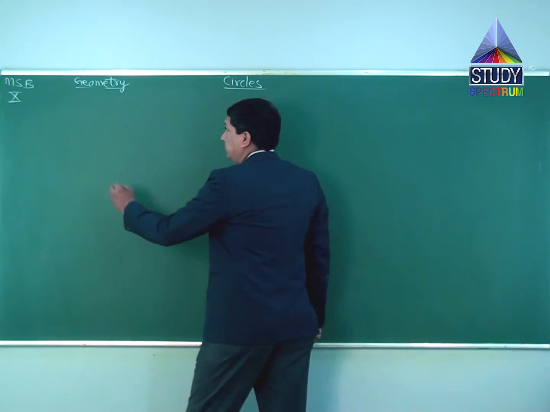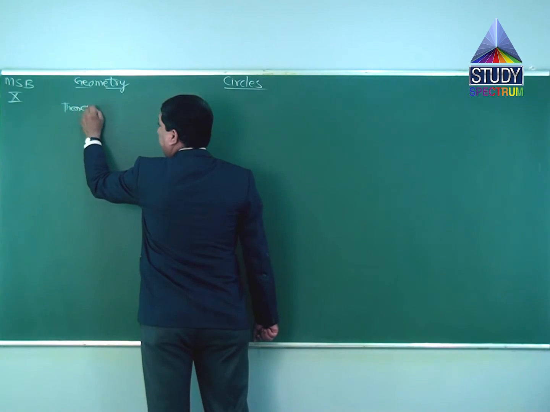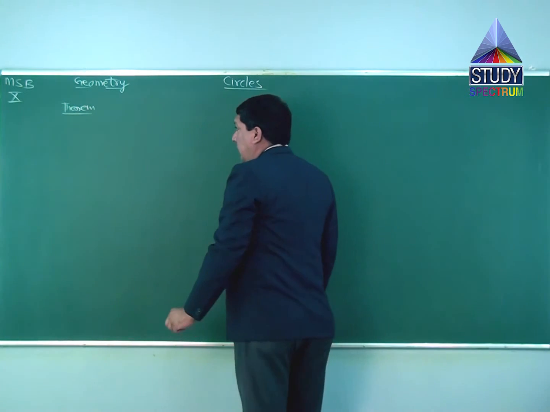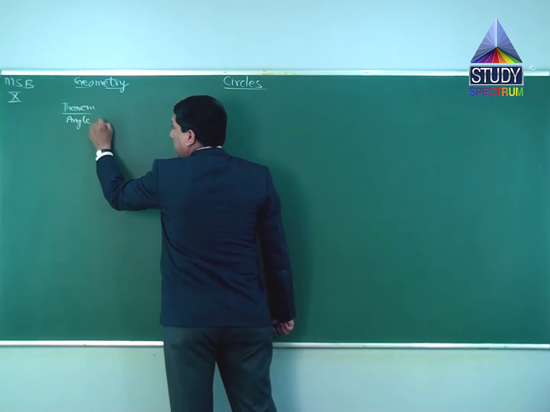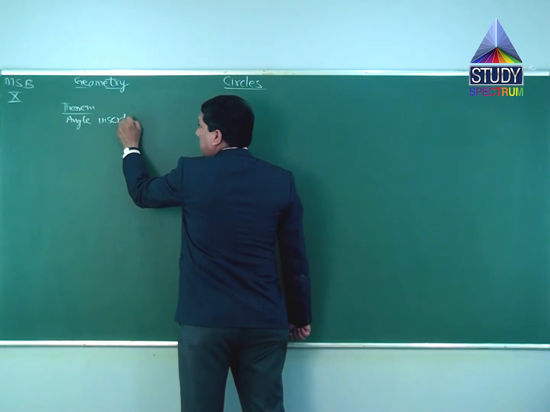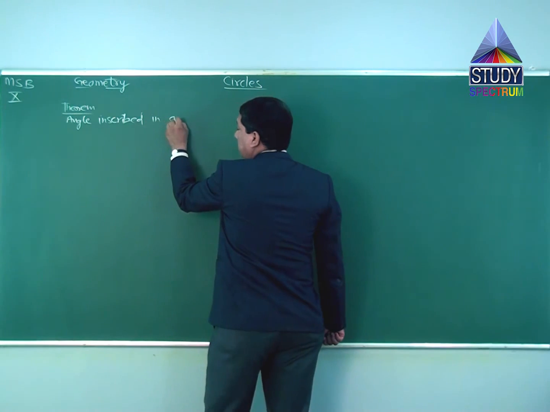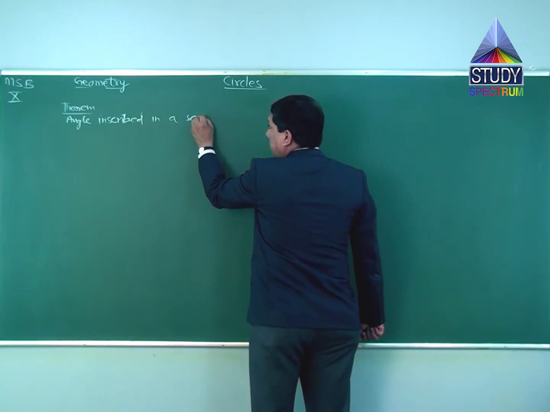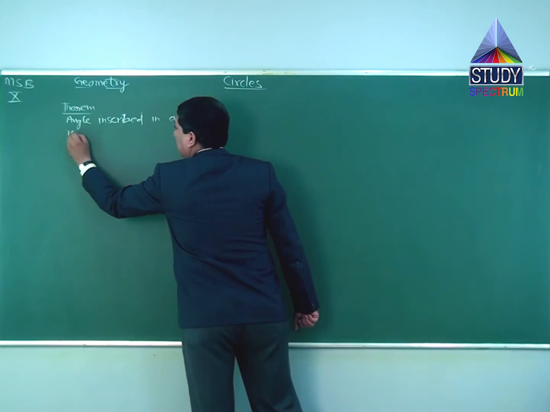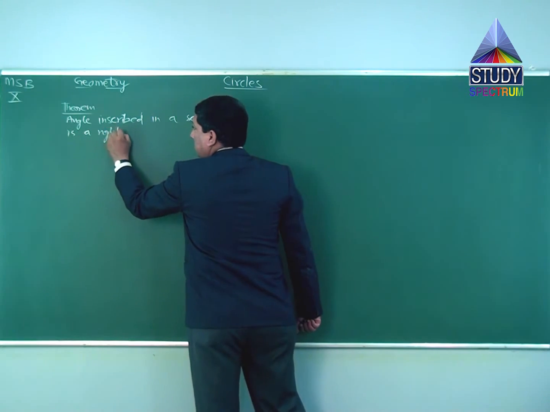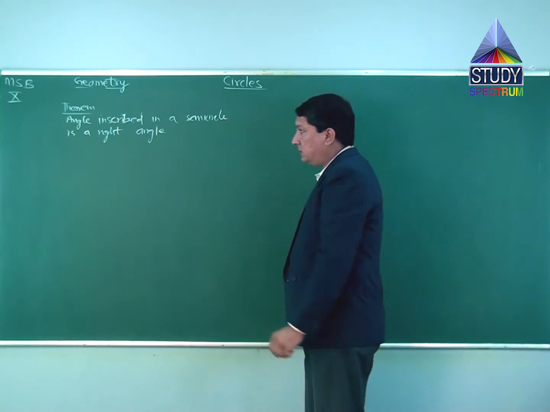The first theorem: angle inscribed in a semicircle is a right angle. Angle inscribed in a semicircle is a right angle. This is the first theorem.